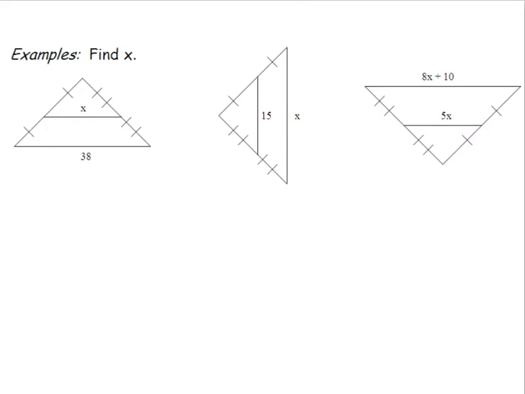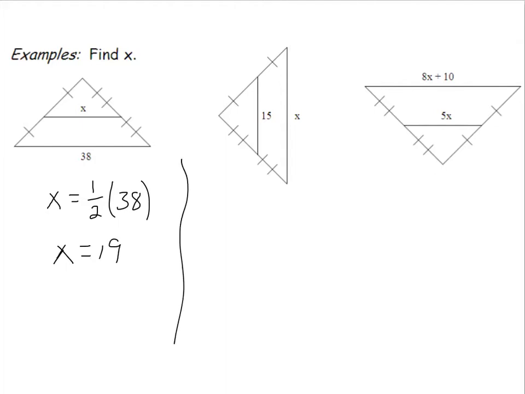So in this first example, I notice that I've got a midsegment because of the hash marks that have marked my segments as being congruent. So I know X here represents the midsegment, and 38 ends up representing the side of the triangle. So we said that our midsegment, which is X, is going to be half of the parallel side of the triangle. So half of 38 ends up being 19, and that's all you have to do.